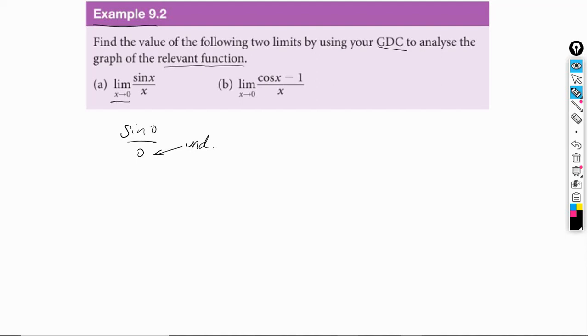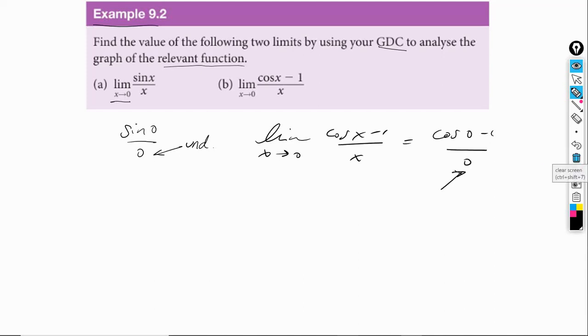In this case, we get the same thing, because the limit as x approaches 0 of cosine of x minus 1 over x is the same as plugging in cosine of 0, plugging in 0 minus 1 over 0. And this is also going to be undefined because we cannot divide by 0. So there's no way we can know what these limits equal simply by plugging in the number 0. So what we do is look at the graphs. So that's what we're going to do next.